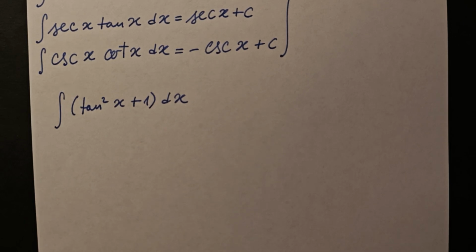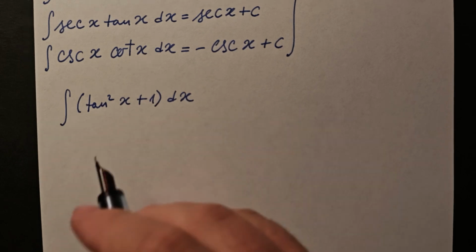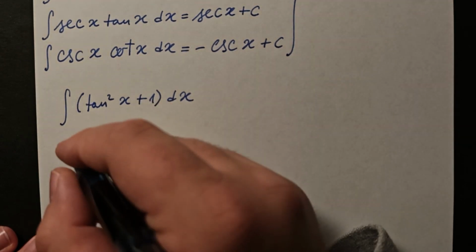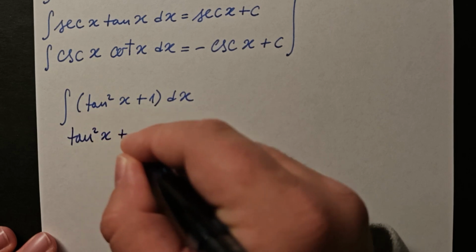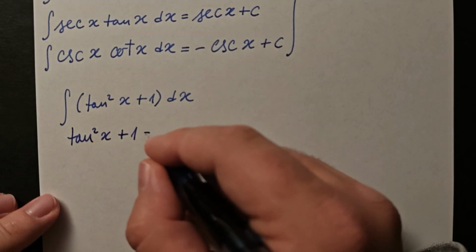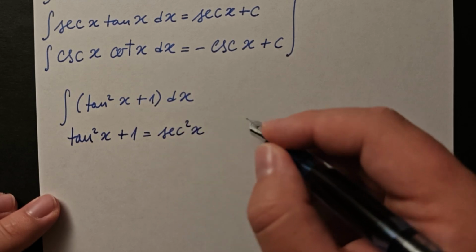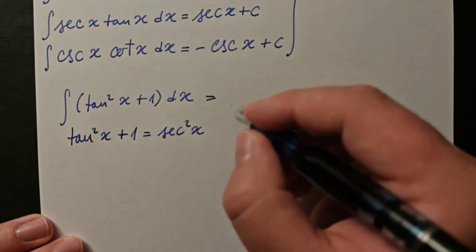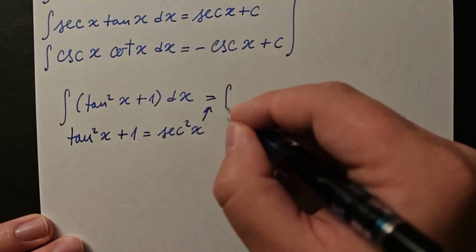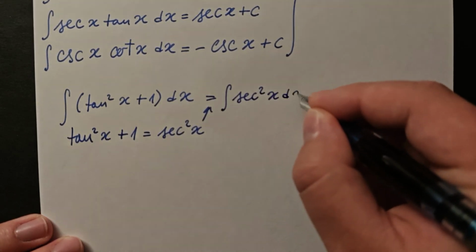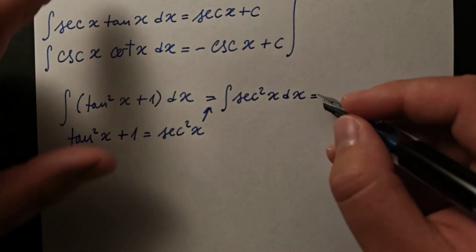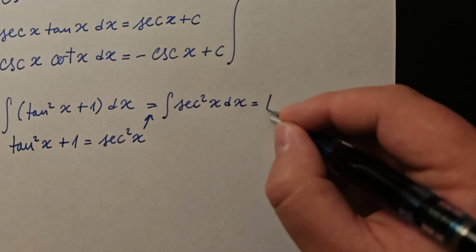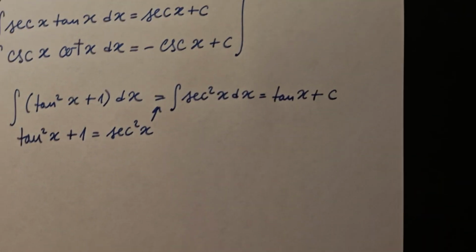Trigonometry appears a lot in calculus, and those identities can help you here to rewrite an integral in a more useful form that is easier to integrate. In this integral right here, we are going to use the trigonometric identity that tan squared of x plus 1 is equal to secant squared of x. So this integral is, by this identity, transformed into an integral of secant squared of x dx, and as you can see here, that is just tan of x plus c.